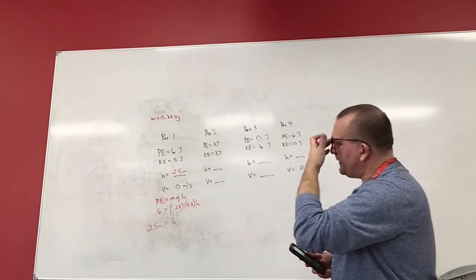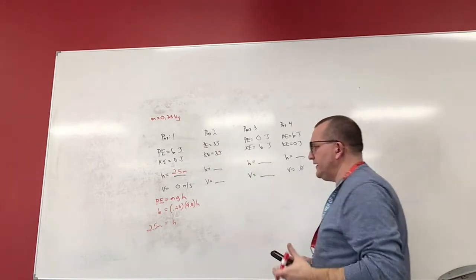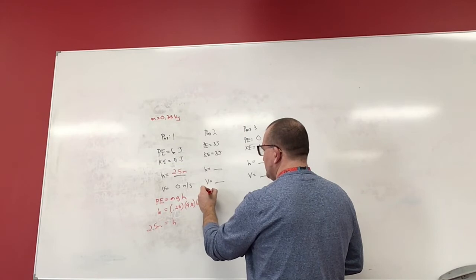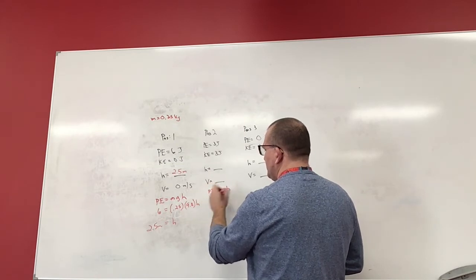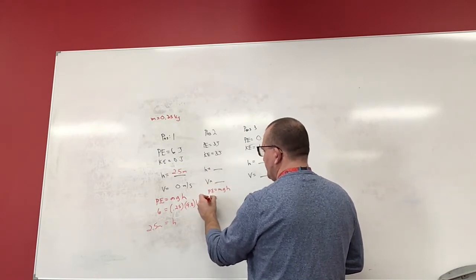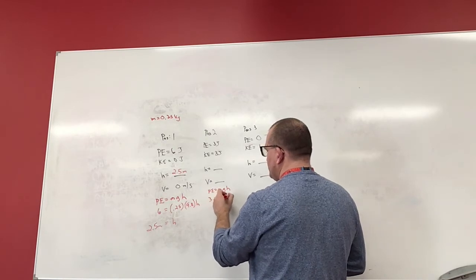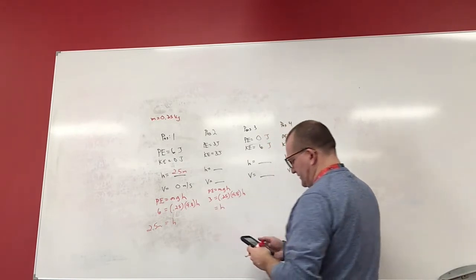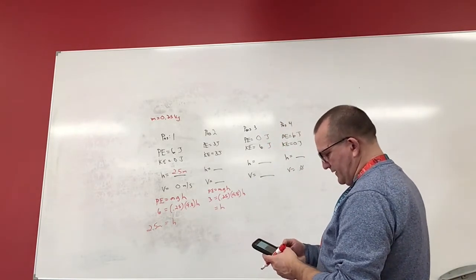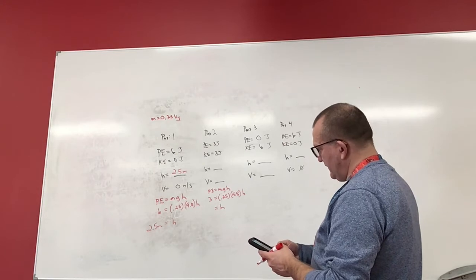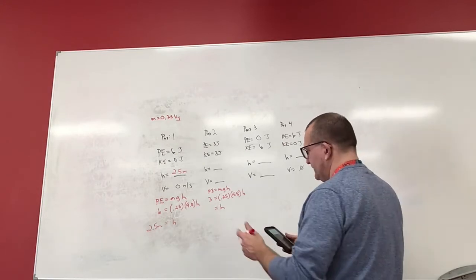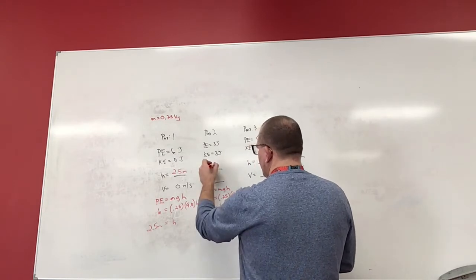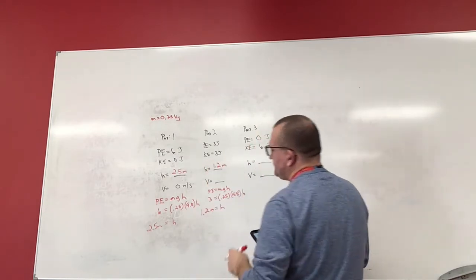And as it starts to swing down, potential gets converted to kinetic. So I'll solve potential energy the same way. Potential energy is equal to mgh. Potential energy is 3. M is 0.25. G is 9.8. Solve for h. So I take 3 divided by 0.25 and divided by 9.8, and I get 1.2 meters. So my height is 1.2 meters.